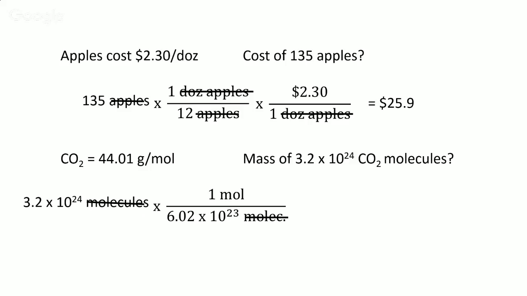And just like your apples were $2.30 a dozen, carbon dioxide is 44.01 grams per mole. If you write it this way, again, the unwanted unit drops out. And that gives you your answer of 234 grams. So again, just compare the two types of problems from chapter 1 and the reaction chapter, and see how this conversion is the identical type of conversion as that one.